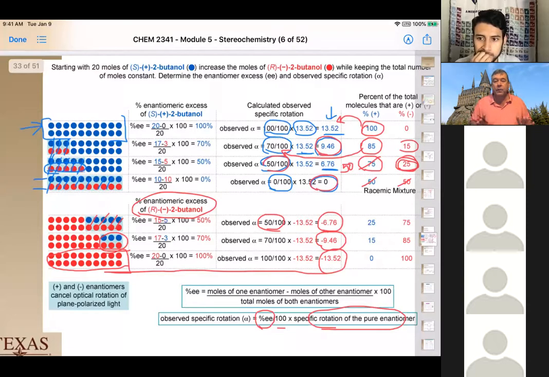All right, questions on EE, percent EE, which is enantiomeric excess. It's not percent molecules, it's enantiomeric excess. And knowing the enantiomeric excess, you should get your calculated observed rotation. And if you have an observed rotation, you can back calculate your EE and get to your enantiomeric excess that way.